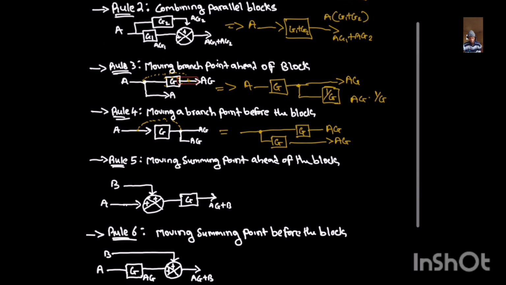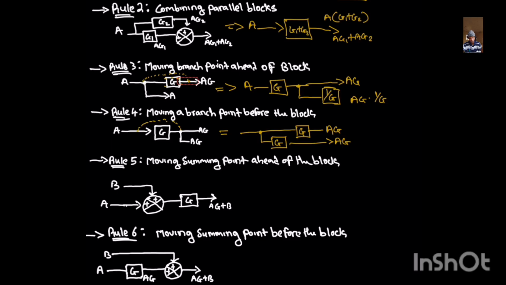So the next rule we have is moving summing points ahead of the block. Moving summing points ahead of the block. In this case, we would add the actual gain. So always have this at the tip of your finger. Whenever we are moving a summing point, we want to move this point now. We want to move it ahead of this block, the way we did for rule 3 and rule 4. So we want to move this summing point ahead of this block. So see the results it will give us.